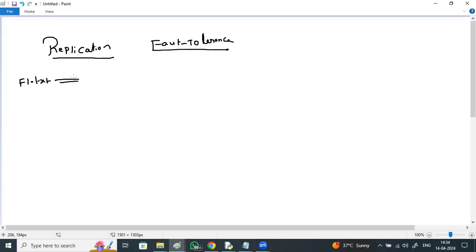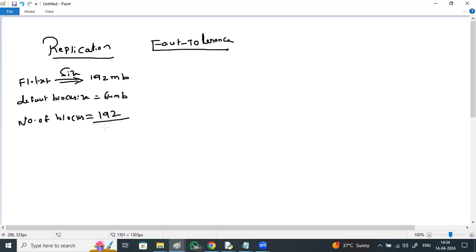F1.txt. Assume the size of this file is 192 MB, or GB or TB, whatever it is. That file is divided into blocks. Assume you have taken the default block size of 64 MB. Into how many blocks is it divided? Your file size divided by the default block size of 64 gives 64, 64, 64, so you get 3 blocks: B1, B2 and B3.